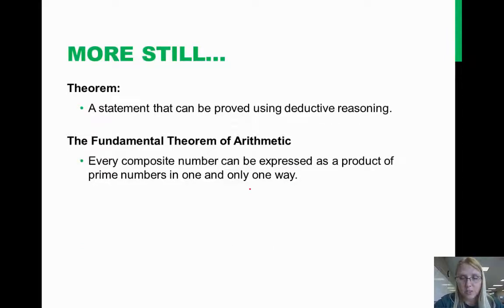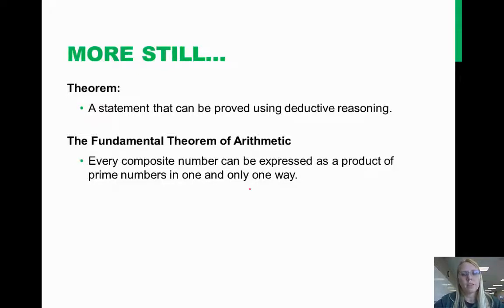Well, probably in the screen after this, actually. Let's finish writing our vocab down and we'll come back to that. So theorem. A theorem is a statement that can be proved using deductive reasoning. We looked at this a little bit from chapter 1, and we'll talk more about that. Here's an example of a theorem, the fundamental theorem of arithmetic. Every composite number can be expressed as a product of its prime numbers in one and only one way.